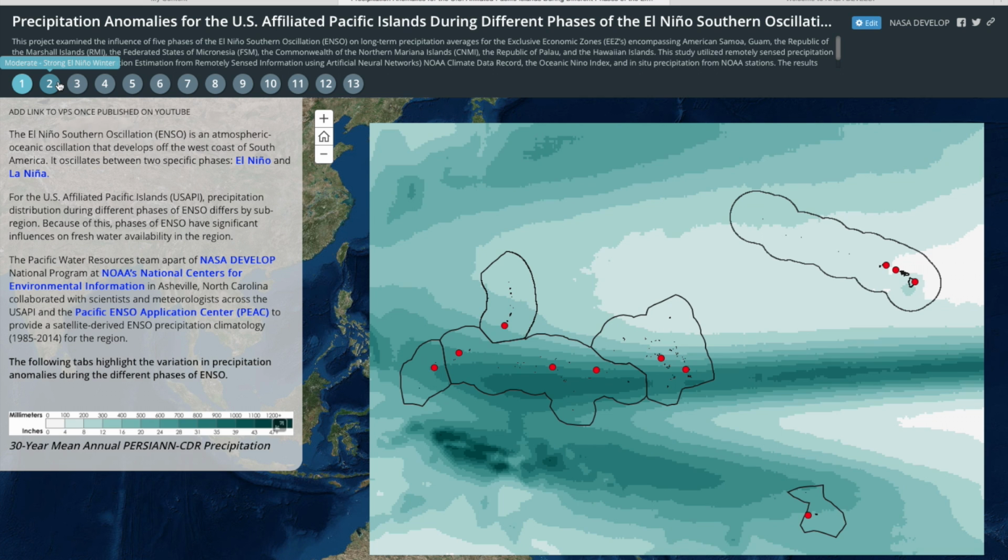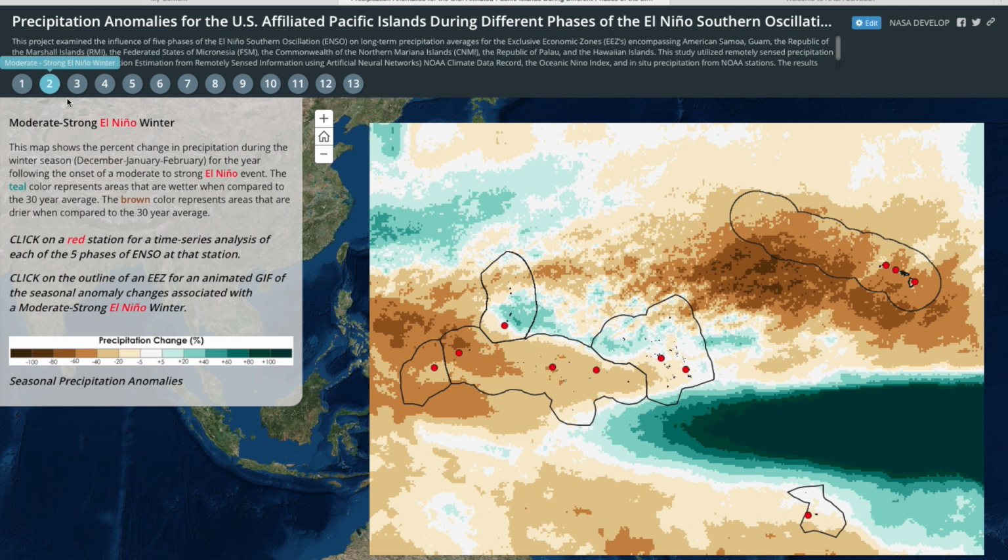on one of these tabs, but as you see, you can hover over these and it'll show you which phase of ENSO that you're in. We have moderate, strong, and we've also broken it down by season. So we'll go ahead and click on moderate to strong El Niño winter. So if you click on this again, on this left, you can see that the map has changed.